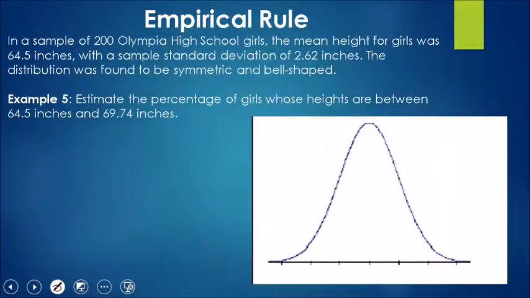In a sample of 200 high school girls, the mean height for the girls was 64.5 inches. Someone said U, we took their heights? Yes, we did. With a sample standard deviation of 2.6 inches. So the sample, lowercase s, standard deviation was 2.62. The average height was 64.5 inches. That's going to go right here, right down the middle. That is 64.5.